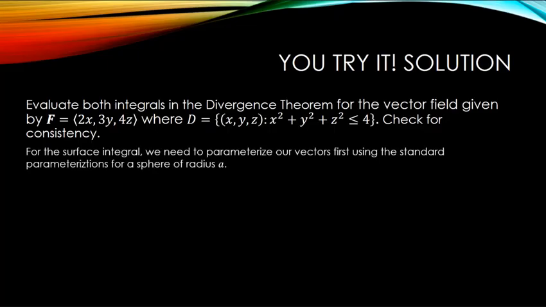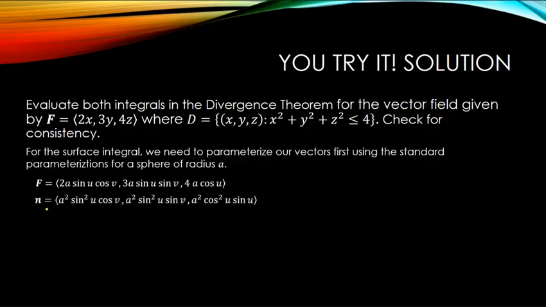Now I want to compute the surface integral. I'm going to need to parameterize my vectors first using the standard parameterizations for a sphere of radius a. My parameterized vector field f is given by a vector with components 2a sine u cosine v, 3a sine u sine v, and 4a cosine u.